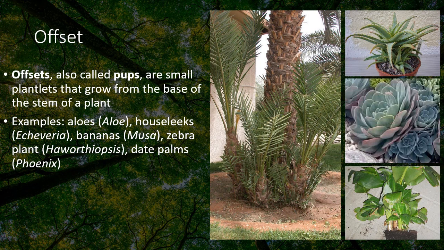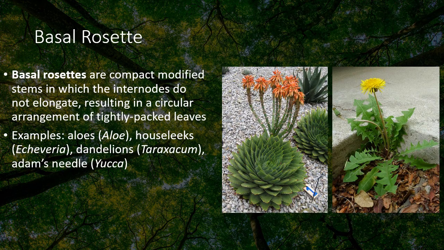Offsets are also called pups. These are small little plantlets that grow from the base of the stem of a plant. So if you've ever had an aloe vera or maybe an echeveria, you'll notice that over time they'll produce little babies around the base. These are pups, and you can really easily propagate these plants just by pulling off the pups and potting them separately. Some other plants, such as date palms or bananas, also produce offsets or pups, and they can be propagated in the same way. Just pull off the pup, pot it by itself, voila, you've got a new plant.